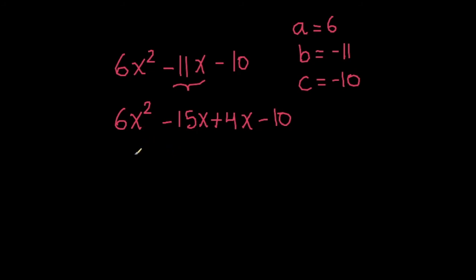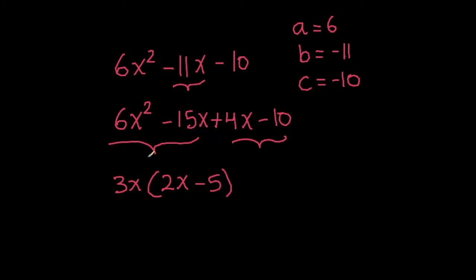Okay, so now we're going to factorize by grouping. I'm going to group those two terms together and those two terms together. Let's factorize each group. Here we can pull out a 3x. They both have 3x in them, so 3x. 3x times what gives me 6x squared? Just 2x. We have a minus, so I'm going to keep it. 3x times what gives me 15x? Just 5. And we're done with that group.